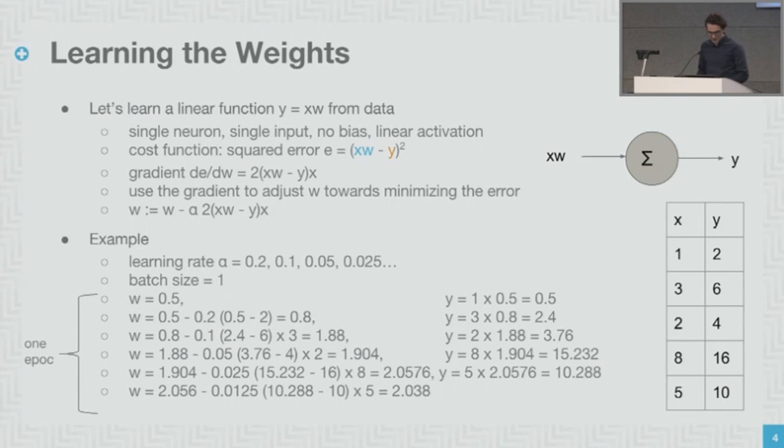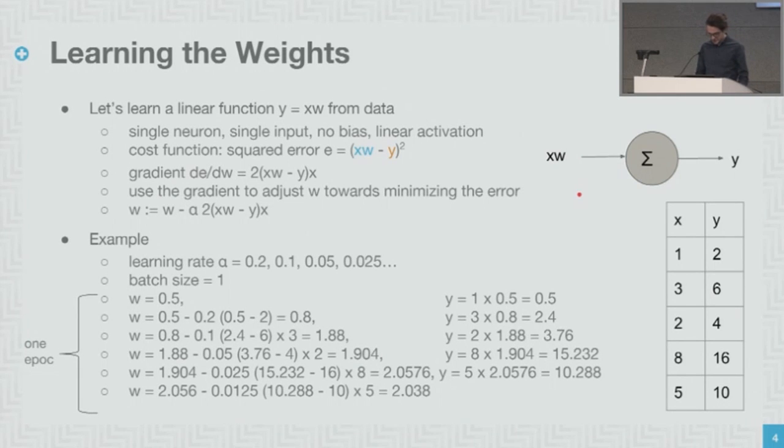So how do we learn these weights? Let's start with a very simple example and learn a linear function, y equals w times x, from data. It's a very simple model. It's a single neuron. It's not a neural network. And it has a single input, single output, no bias, and linear activation.